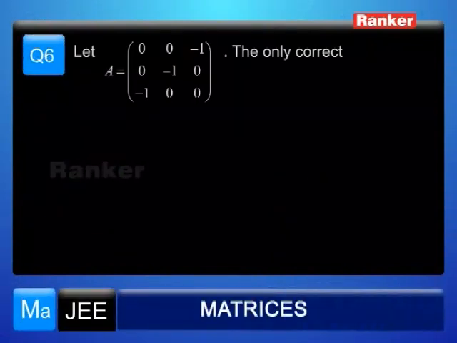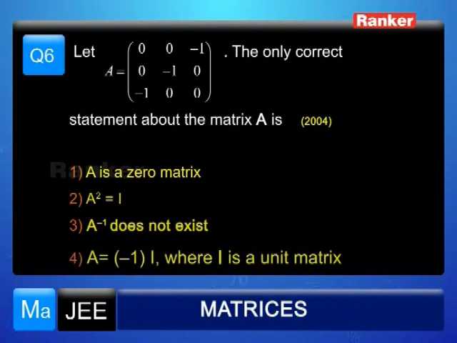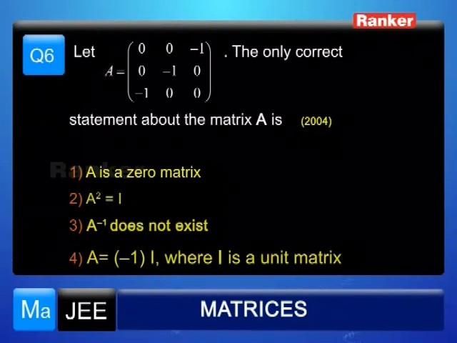Let's move to the next question. Let A be the matrix with rows 0, 0, minus 1; 0, minus 1, 0; minus 1, 0, 0. The only correct statement about the matrix A is: first option, A is a 0 matrix. Second option, A square equal to I. Third option, A inverse does not exist. Fourth option, A is equal to minus 1 into I, where I is the unit matrix of order 3 by 3.